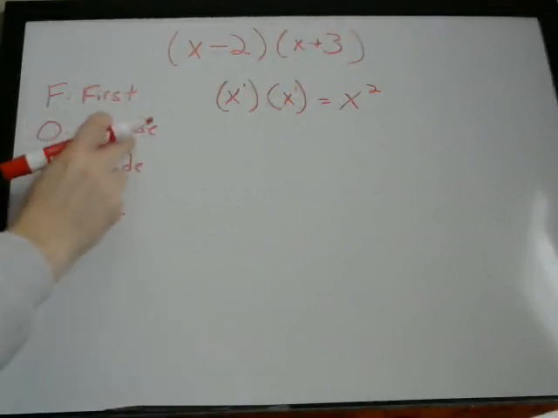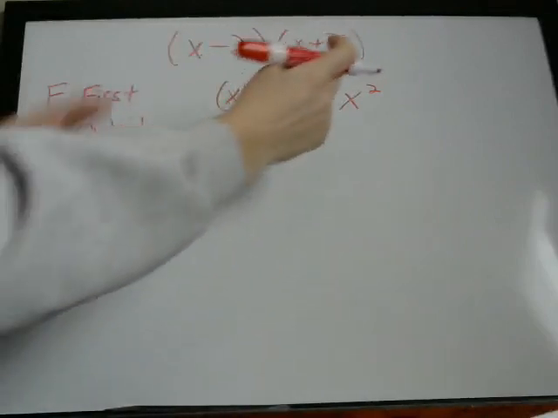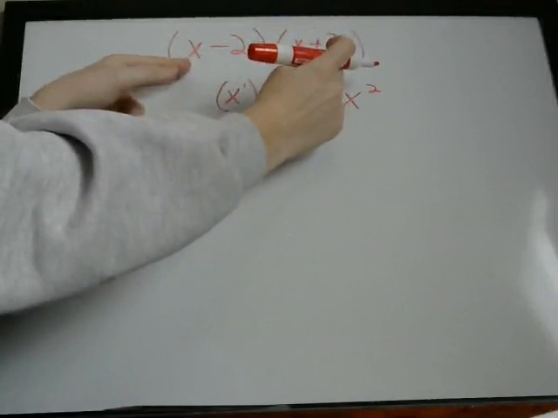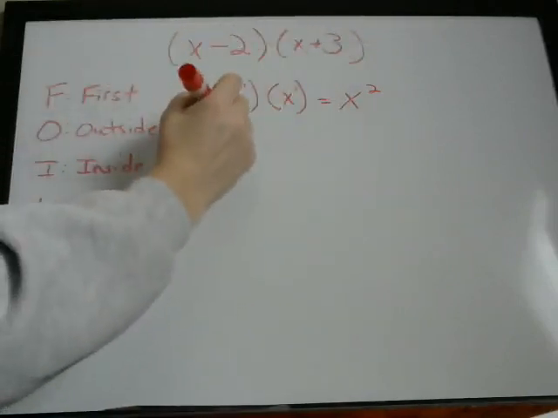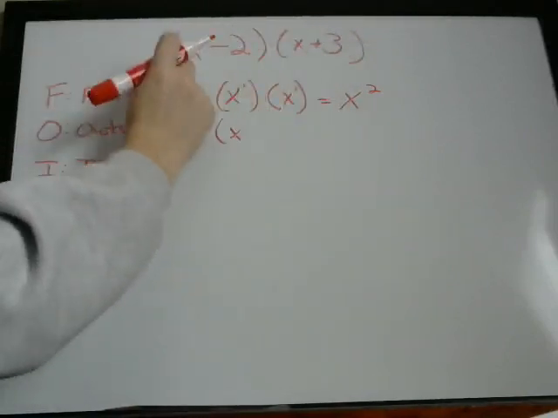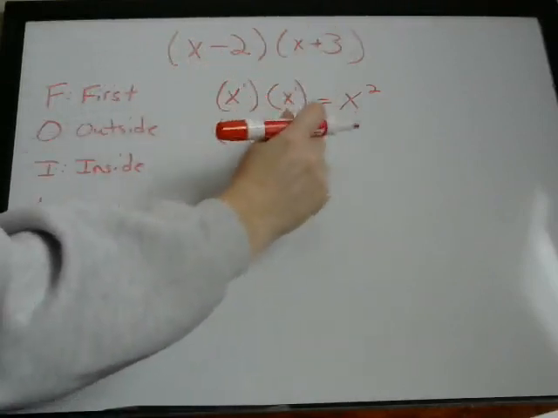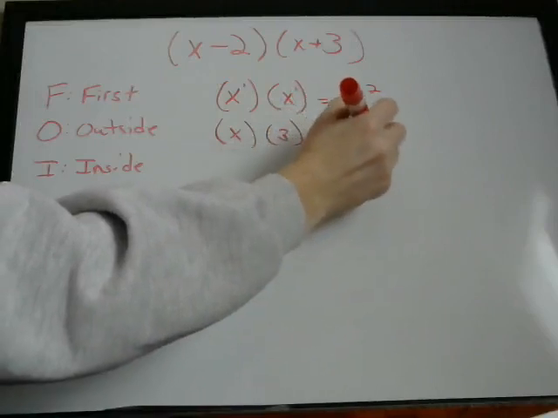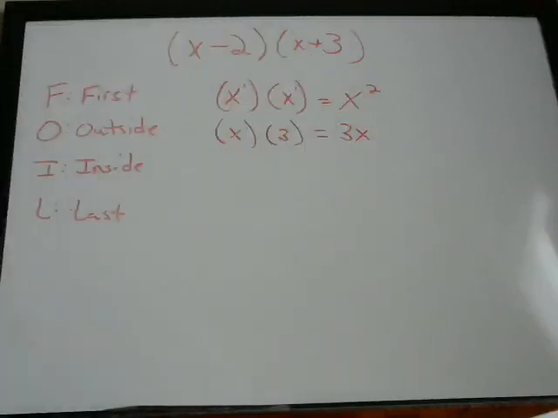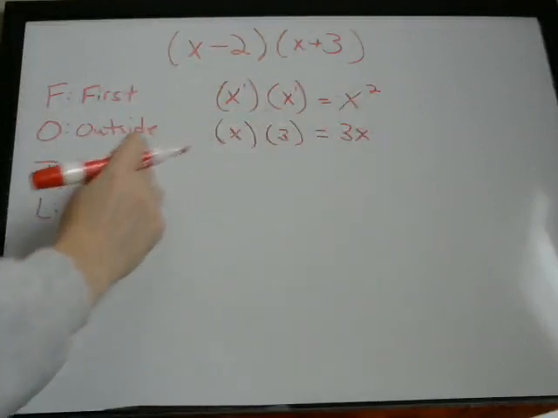Then you take the outside part. So here, when we're talking about these two, they're on the outside of the whole expression. So the outside, we have x, and then this is on the outside, 3. So what's x times 3? It's just 3x. There's nothing more you can do with it. You just multiply them together, 3x.